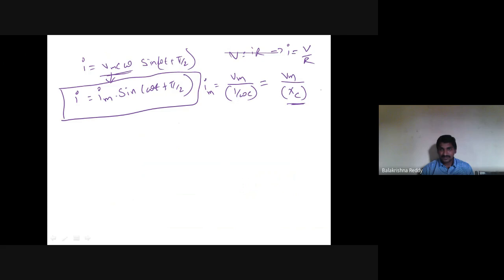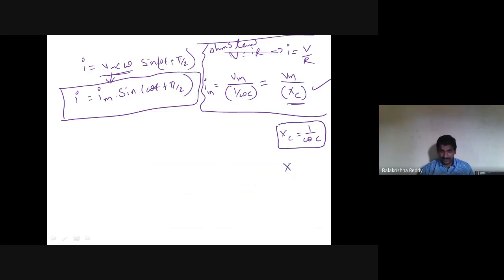Okay, by using this fact from Ohm's law, we can write Xc equal to 1 by omega C. This is the resistance in the capacitor circuit. XL equal to omega into L. This is the resistance in the inductor circuit.